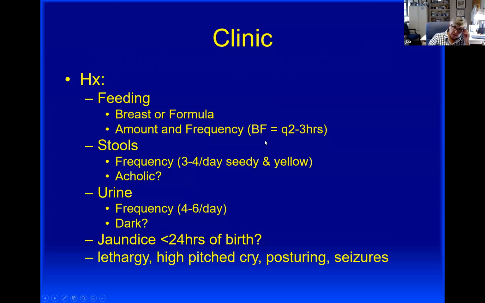In clinic, the questions that you need to ask when you're seeing a baby with jaundice are: how are they feeding? Breast versus formula. The amount and frequency. They should be feeding every 2 to 3 hours at a minimum. The stools, we talked about that already, 3 to 4 a day, seedy and yellow, again at a minimum. Many breastfed babies will stool every time that they eat. And if they're feeding 8 to 12 times a day, that's a lot of stools and a lot of diapers.